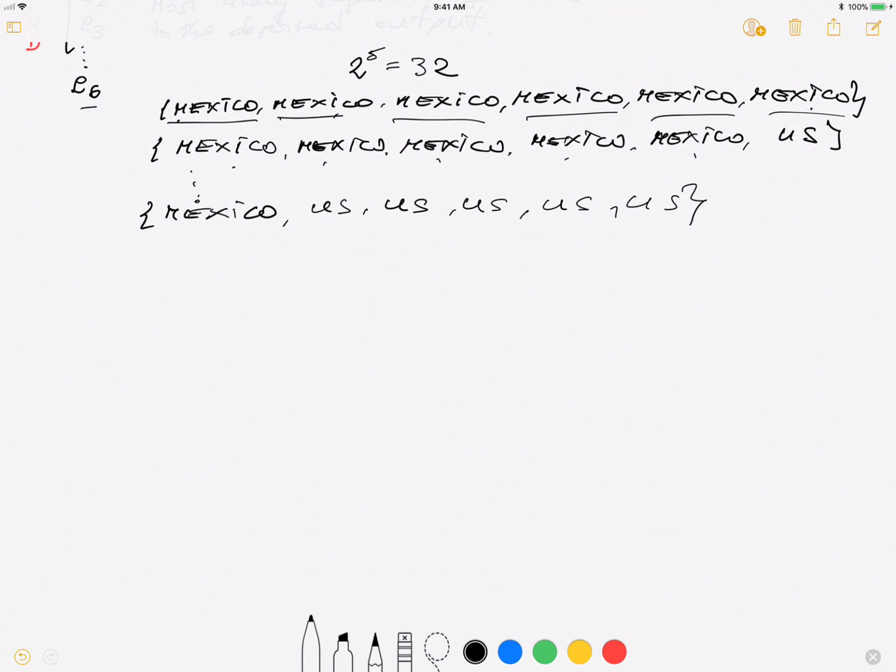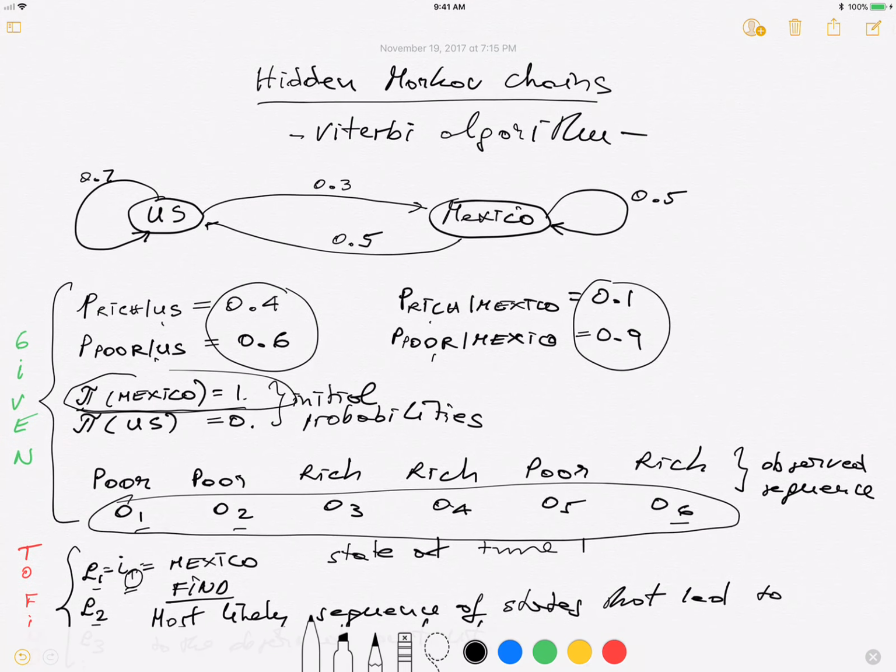Obviously, not all of these sequences are equiprobable. Why? First, if we are in the United States, there is higher likelihood that we will stay in the United States than that we will go back to Mexico. So a sequence which contains 2 US in a row will be more likely than a sequence where we switch from US to Mexico.